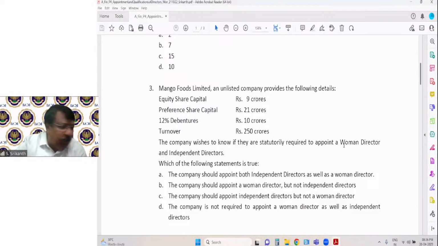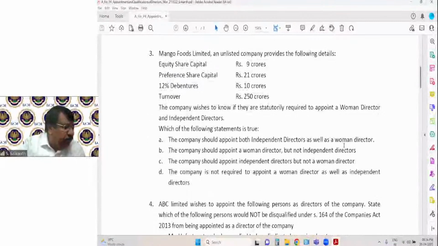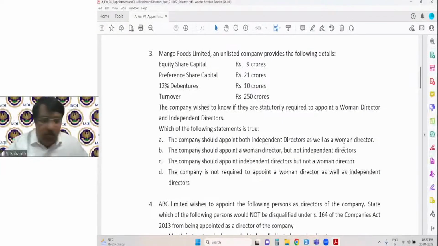1B, 2C. 2C, correct. 3C. Correct. The company should appoint independent directors, but not a woman director. Correct. Okay. Good.